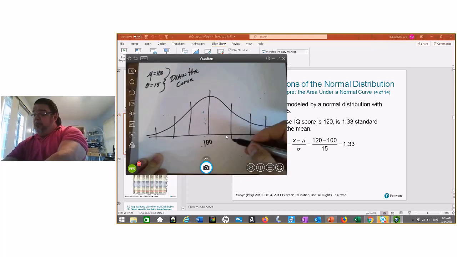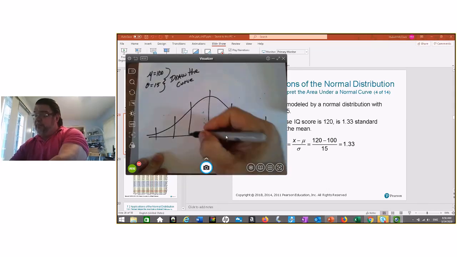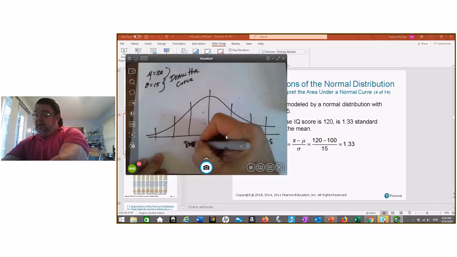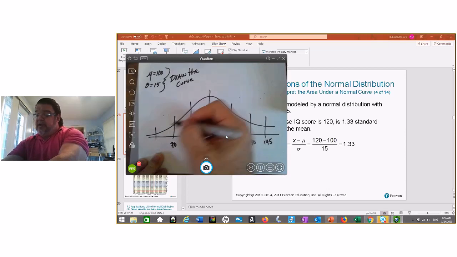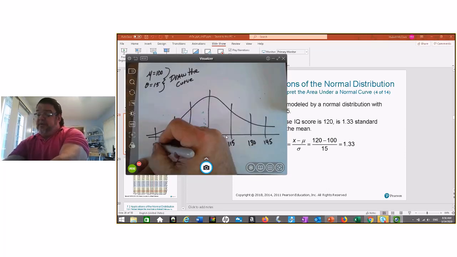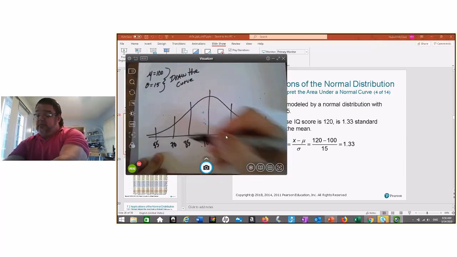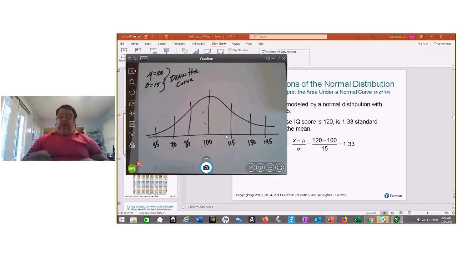$100, $115, $130, $145, $85, $70, and $55, I think. Now, it also helps. That's why you need to find a curve on Google that has everything.